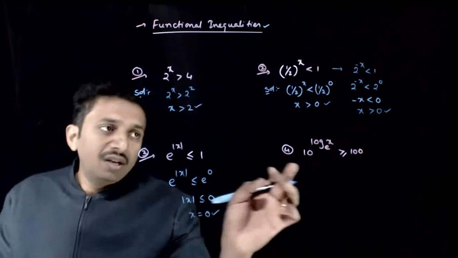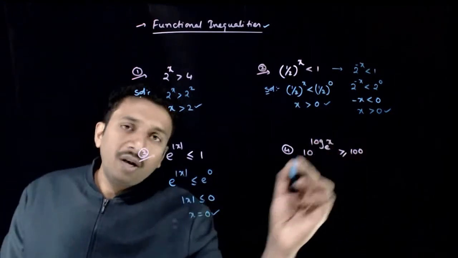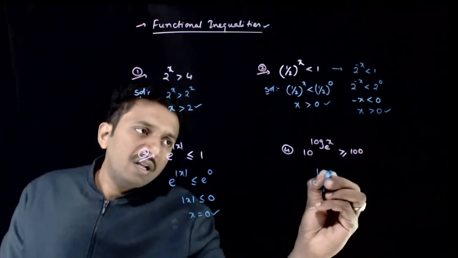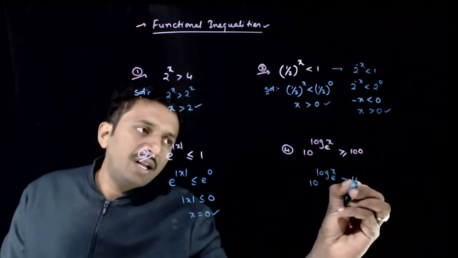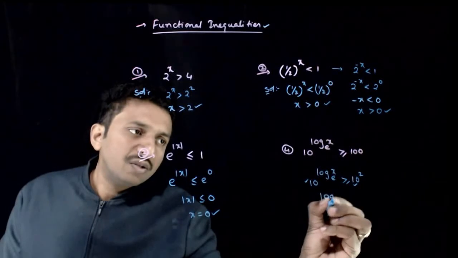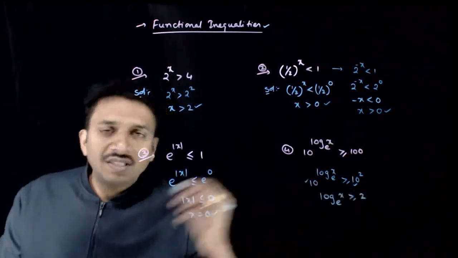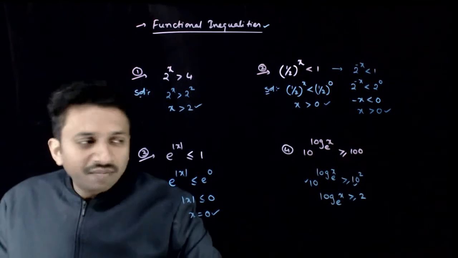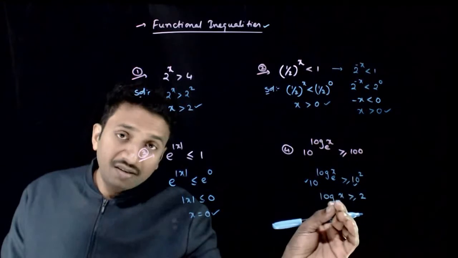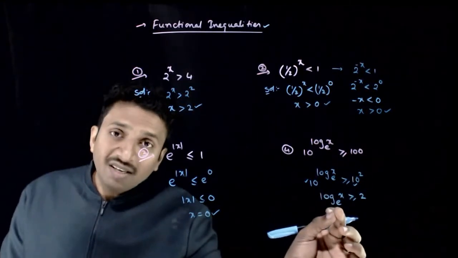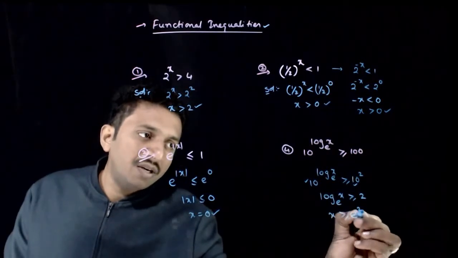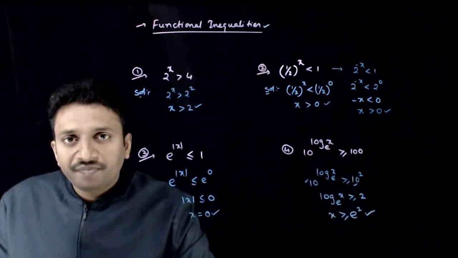That's the solution. Now if you go for the fourth one, 10 power log x to the base e is greater than or equal to 100. So 10 power log x to the base e is greater than or equal to 10 square. So 10 power is an increasing function. So the arguments also follow the same inequality. Now log x to the base e is greater than or equal to 2. Again, log to the base e is an increasing function. So if you convert this into exponential form, x is greater than or equal to e square is the answer to this question. Thank you.